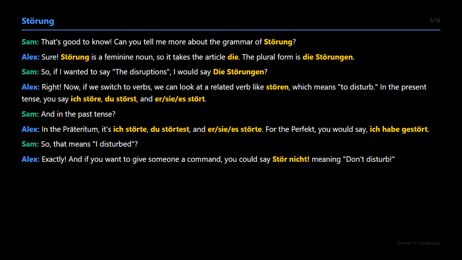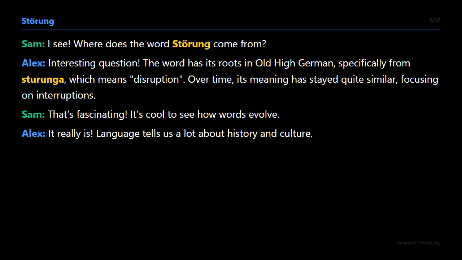I see. Where does the word Störung come from? Interesting question. The word has its roots in Old High German, which means disruption. Over time, its meaning has stayed quite similar, focusing on interruptions. That's fascinating. It's cool to see how words evolve. It really is. Language tells us a lot about history and culture.